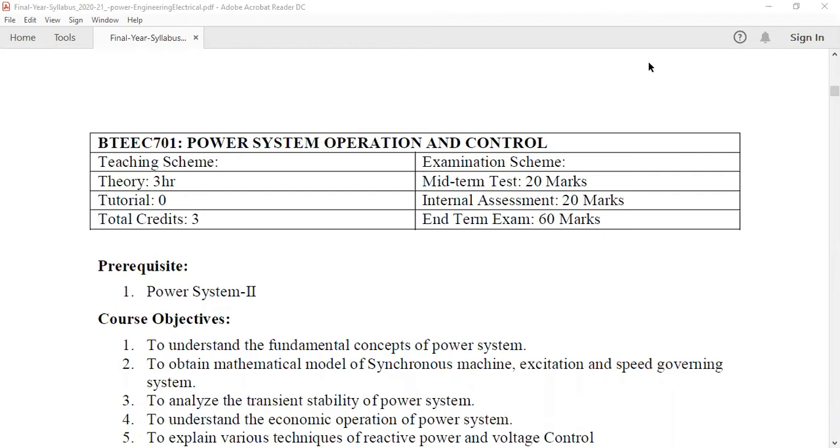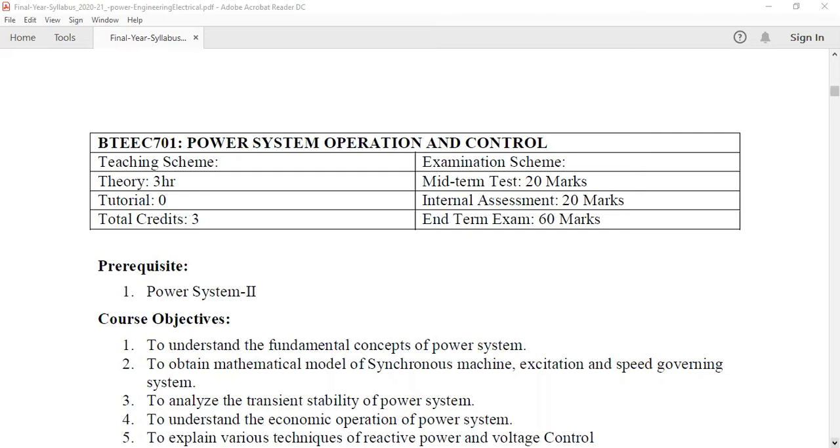This course has a midterm test of 20 marks, internal assessment of 20 marks, and end-term exam of 60 marks. This course has total credits 3 and 3 hours per week is the teaching scheme of Power System Operation and Control. Let's see the course objectives.